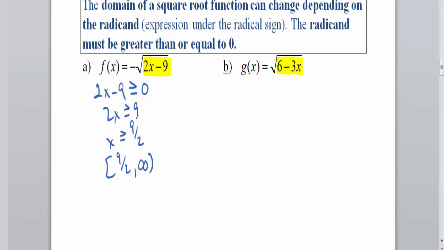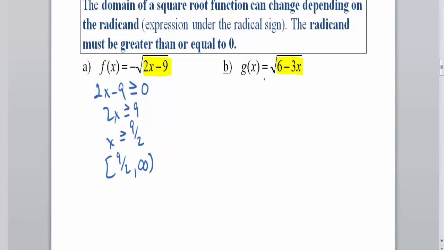And that negative sign out front didn't impact the domain. It impacts the range, as you'll see if we do a graph of this in a second, but it won't impact the domain. The domain is just going to be: take the radicand, the thing under the square root sign, and set it greater than or equal to 0.